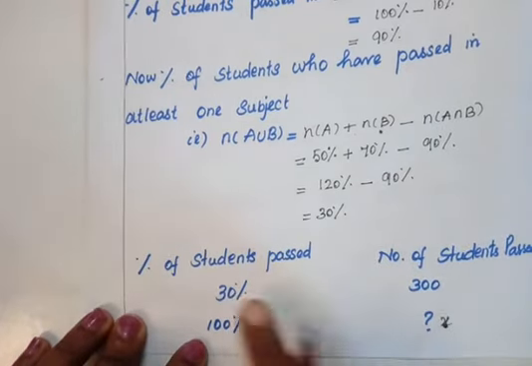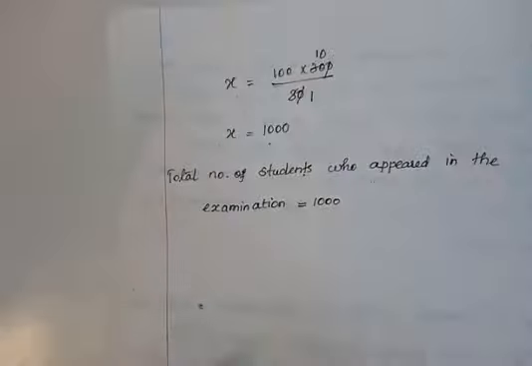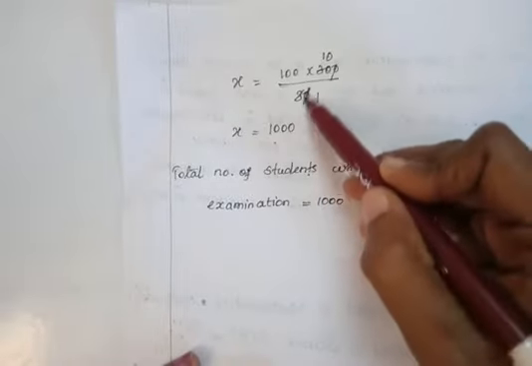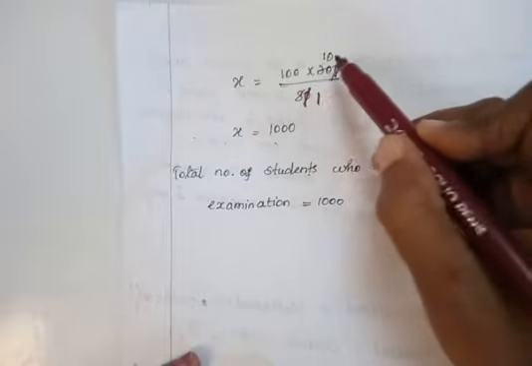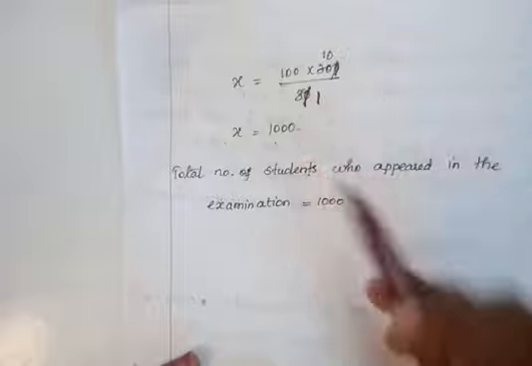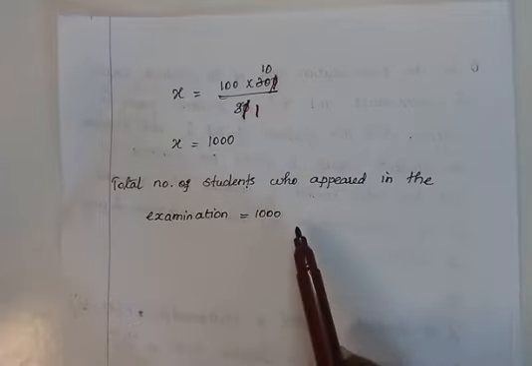x into 30% equals 300 into 100%. So x is equal to 100 into 300 divided by 30. The zeros cancel. Then 3 ones are 3, 1 threes are 3, then 0. 100 into 10 is 1000. Therefore x is equal to 1000. Therefore the total number of students who appeared in the examination is 1000.